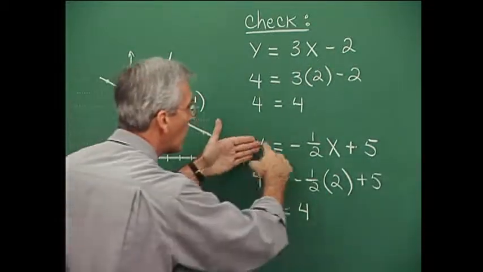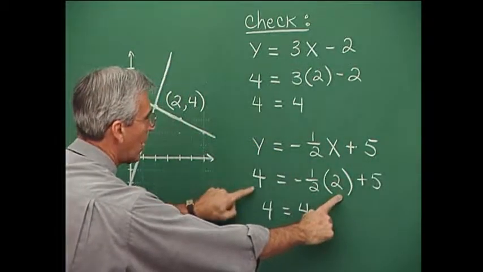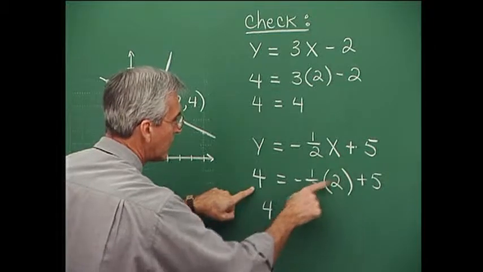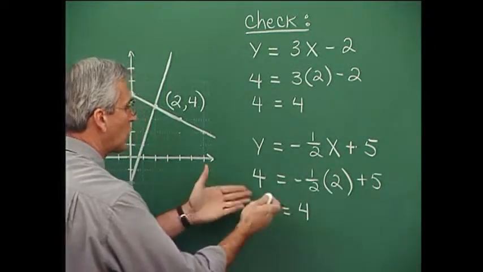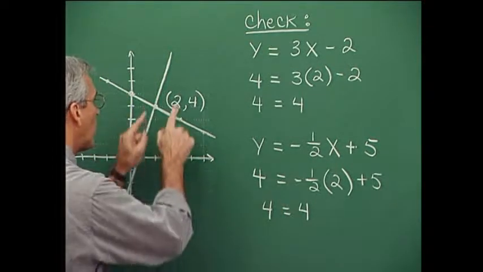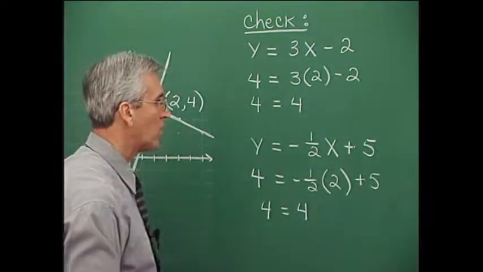What about the other one? We write down the other one, replace x with 2, y with 4. The 2's will cancel here, leaving -1 plus 5. Together this is 4. 4 equals 4, truth, and therefore the point 2, 4 solves the system of equations.